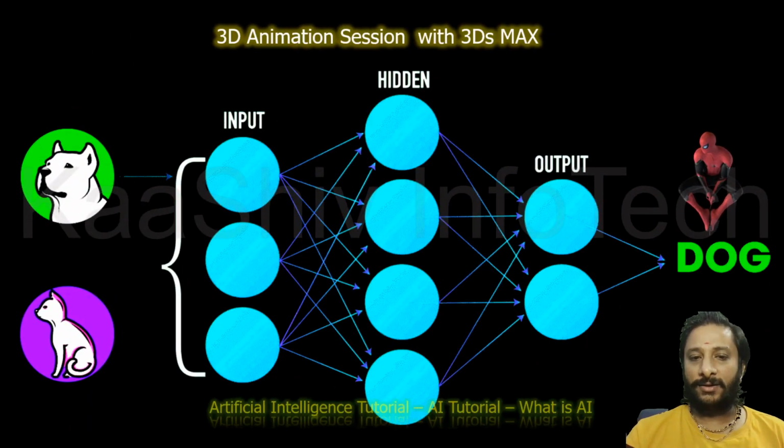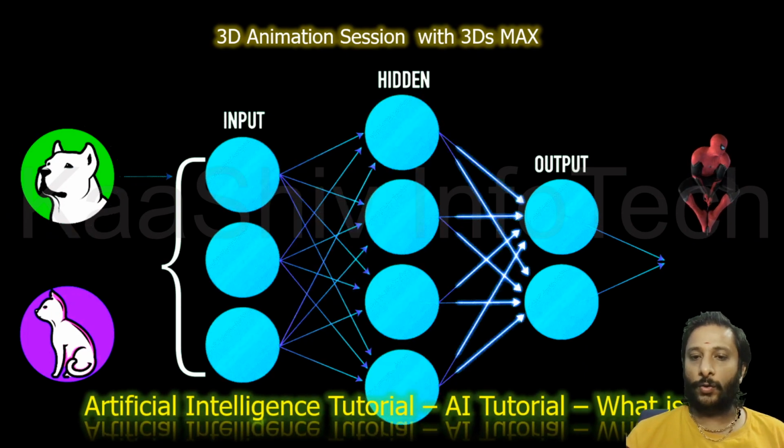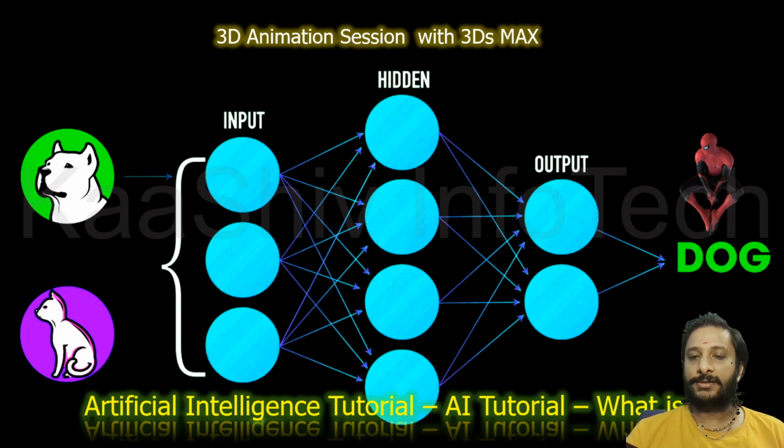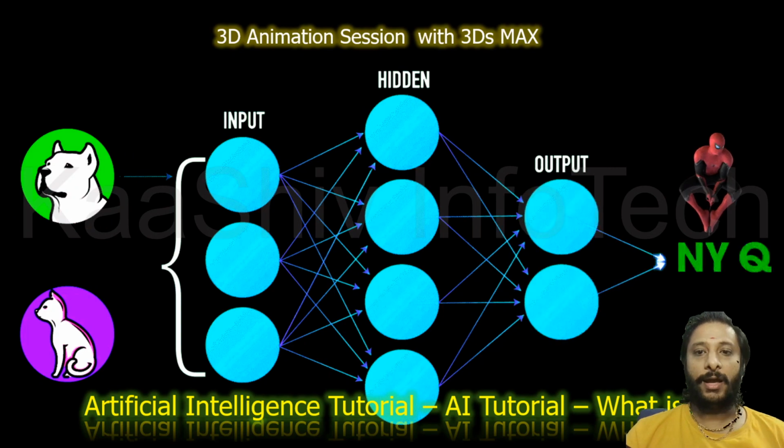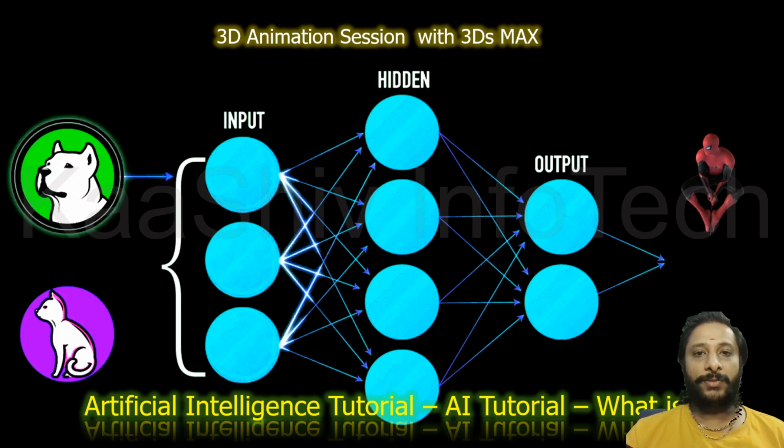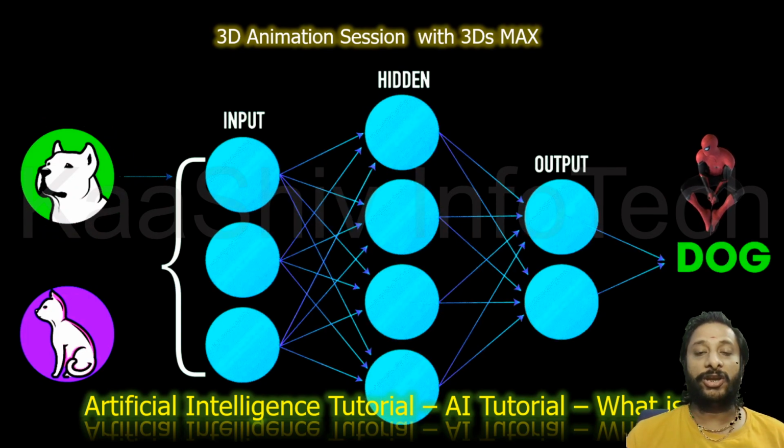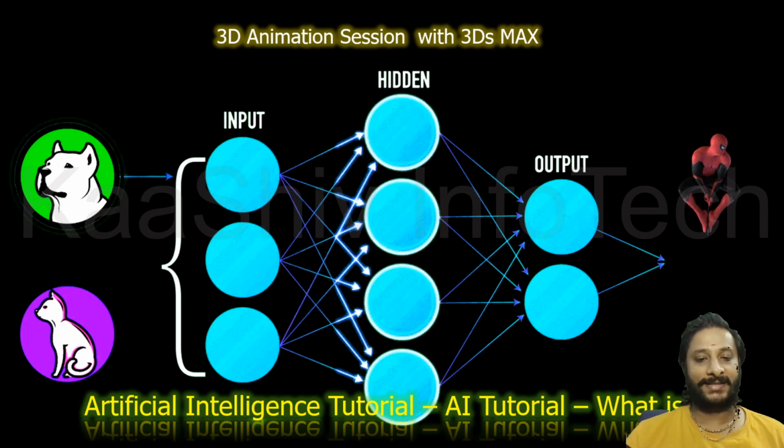Okay, so what is artificial intelligence? This is the one we are going to see. Artificial intelligence and how the data sets are created, everything we are going to do. And apart from that, the entire session is created with the 3D animation software 3ds Max.